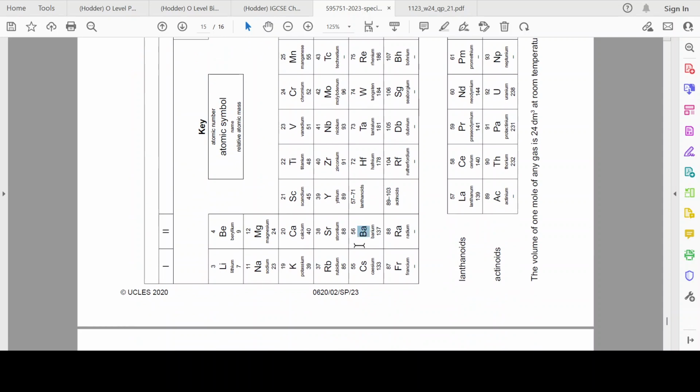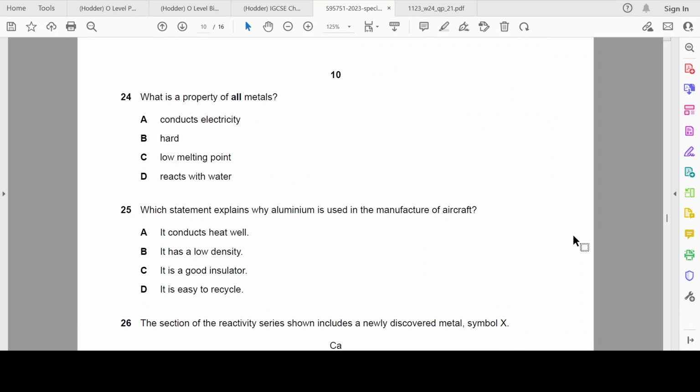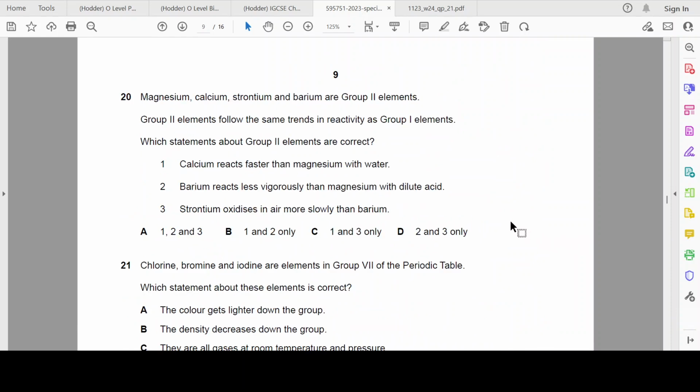Oh, there's barium as well, right? So barium would be the most reactive, right? So saying barium reacts less vigorously than magnesium is wrong. Barium is the most reactive of these, so it will react most vigorously with dilute acid. That eliminates two. And strontium oxidizes in air more slowly, yes, compared to barium, strontium will be slow, so that's 1 and 3.